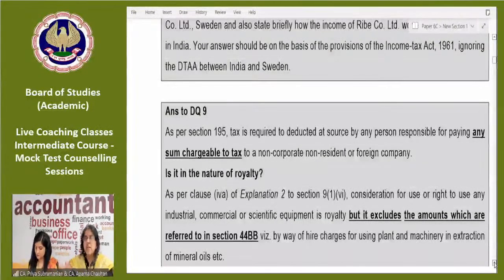In any other case, suppose it was not for extraction of mineral oils, it would have fallen under royalty, because it's for right to use industrial commercial equipment. But in this case, because it's an amount which is referred to in 44B, which is a presumptive tax provision for foreign companies, non-residents, for hire charges for using plant and machinery, therefore it falls outside the definition of royalty.